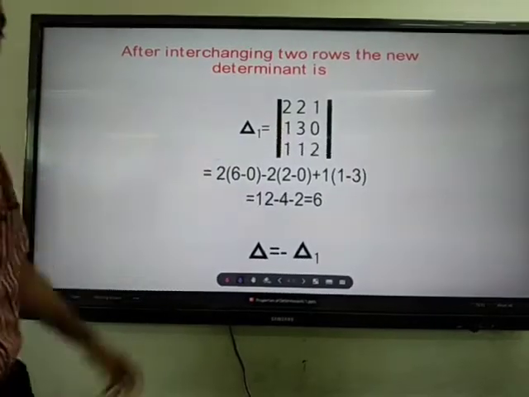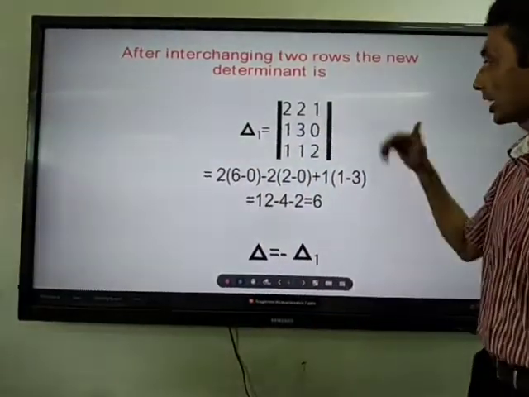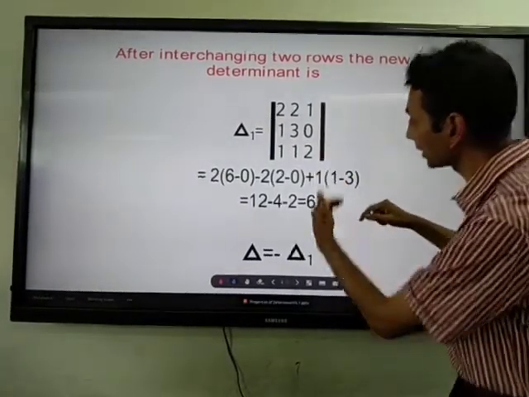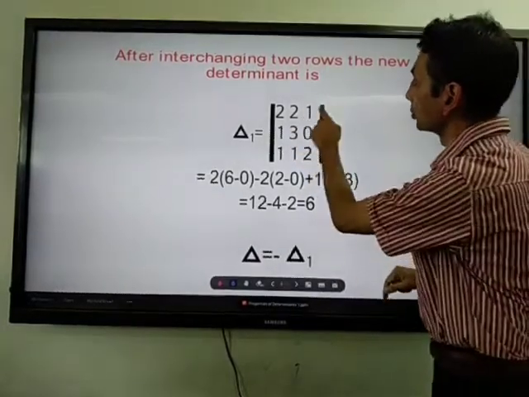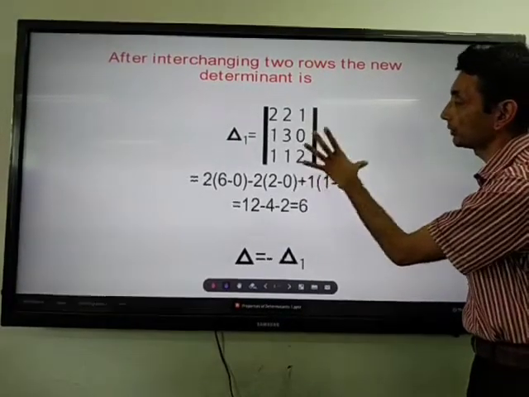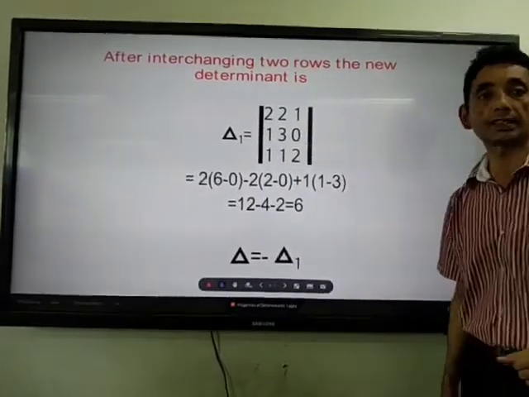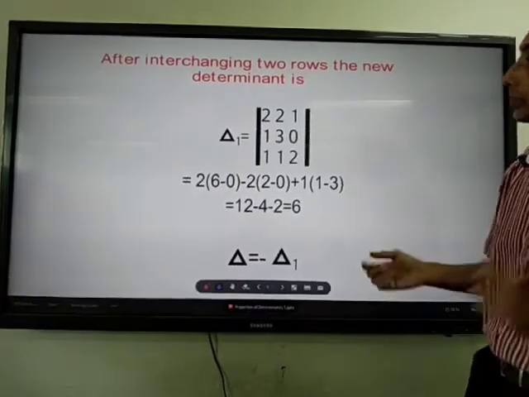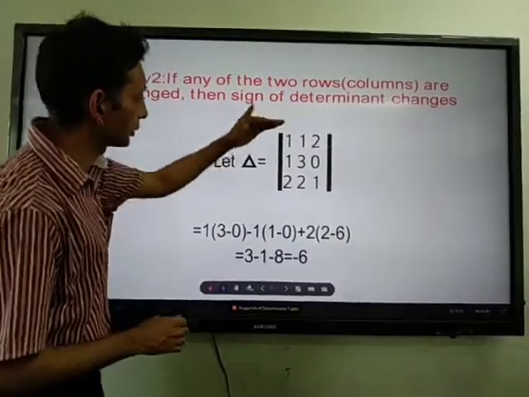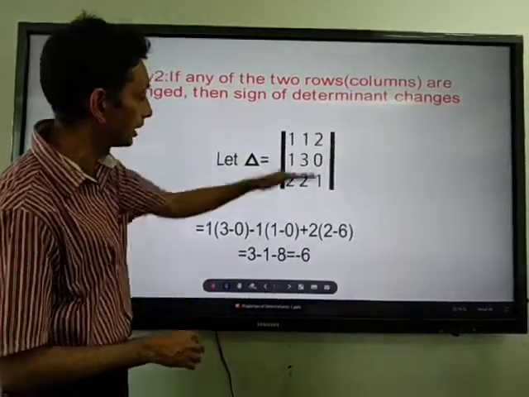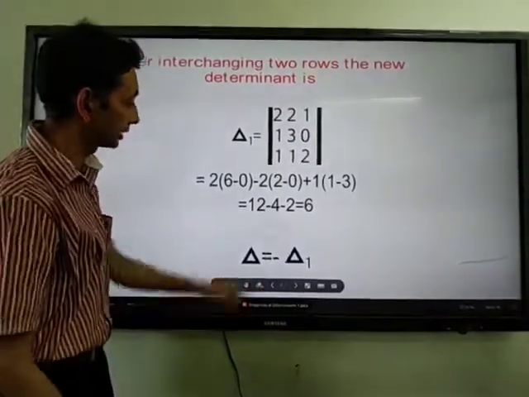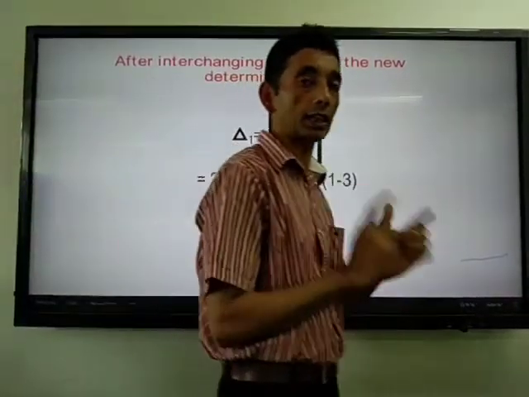The next determinant, delta 1, is obtained by interchanging the first row and the third row. Initially 1, 1, 2 was the first row; now we are bringing it down to the third row, and 2, 2, 1, which was the third row, we are bringing to the first row position. Now if you evaluate this determinant, it comes to be 6. Can we compare this to the previous determinant? The value of the previous determinant was minus 6. Now the value of delta 1 is 6. Have you seen that there is a difference in sign?